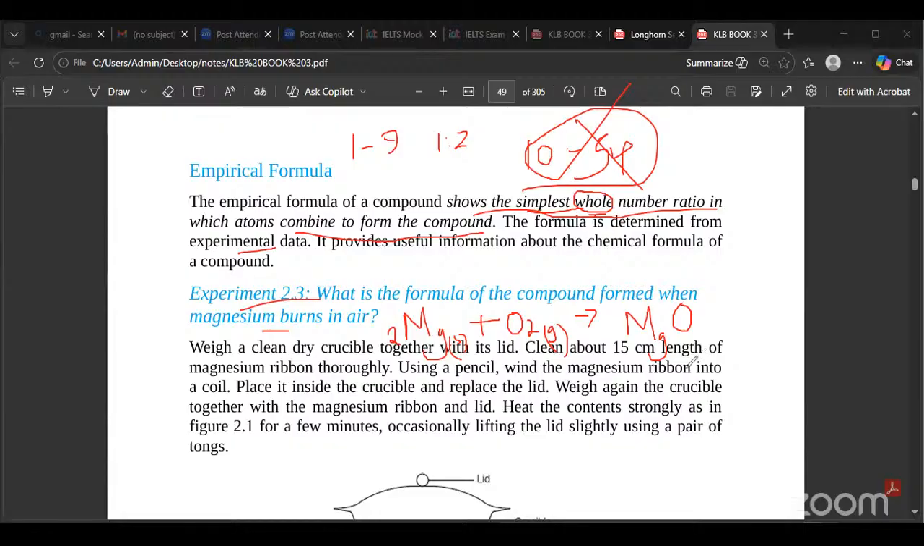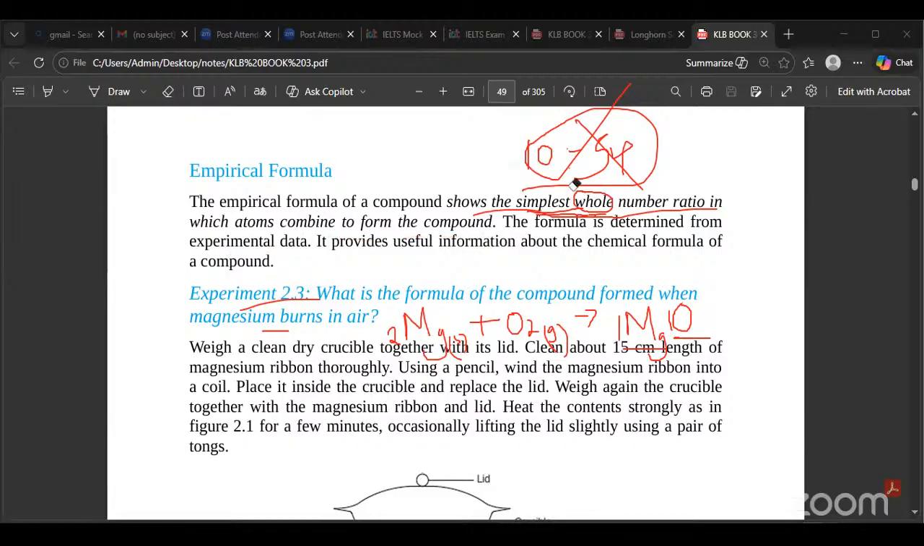When I talk about simplest whole number ratios, I'm talking about the moles combining. How many moles of magnesium are combining with oxygen? You see this one is 1, and this one is also 1. So the moles of magnesium and the moles of oxygen are 1 to 1. So it qualifies as the simplest whole number. We are just doing an introduction. Of course, we'll see how it is done, but I'll skip most of those.